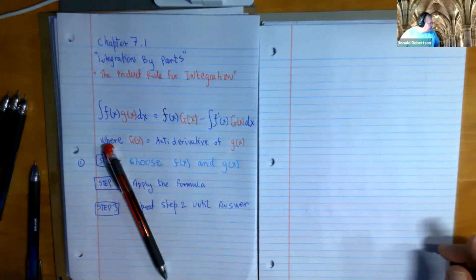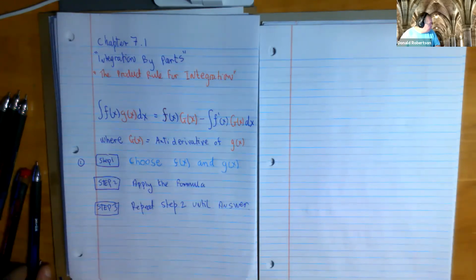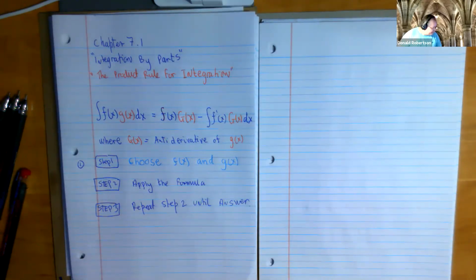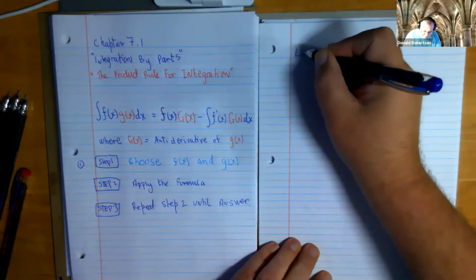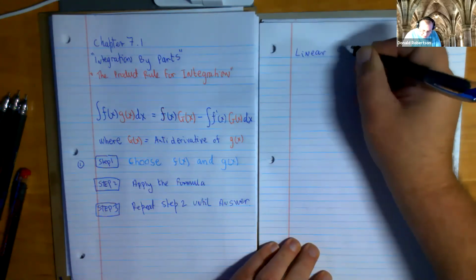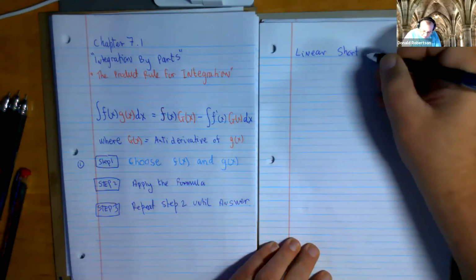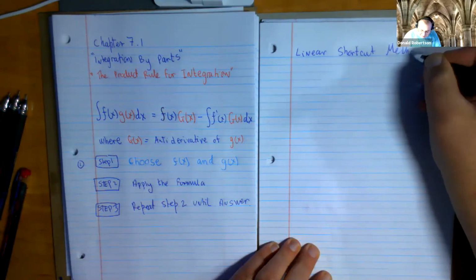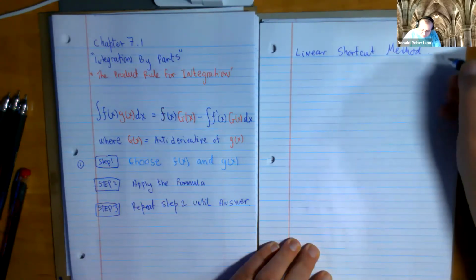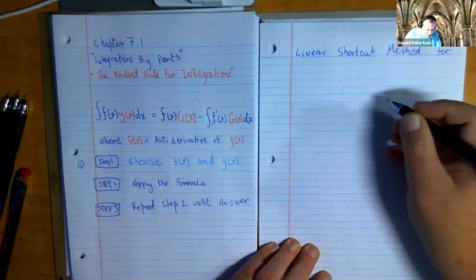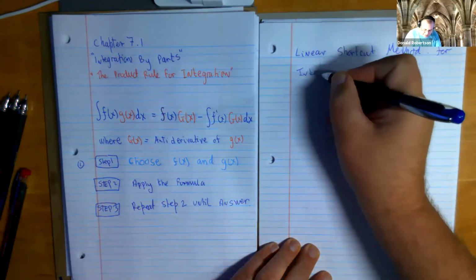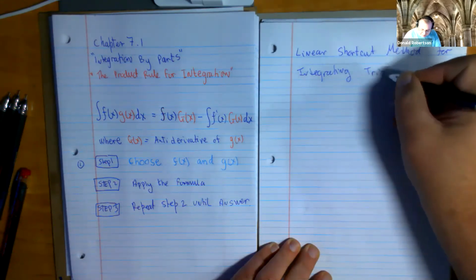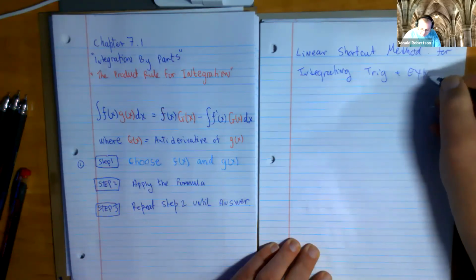Well, I think it's time we actually did one. Well, not yet. I want to show you this. I think I touched on it once before, but I want to show you again because it's going to save you a heck of a lot of time. I'm going to show you a little side thing, and it's the linear shortcut method for integrating trig and exponential.